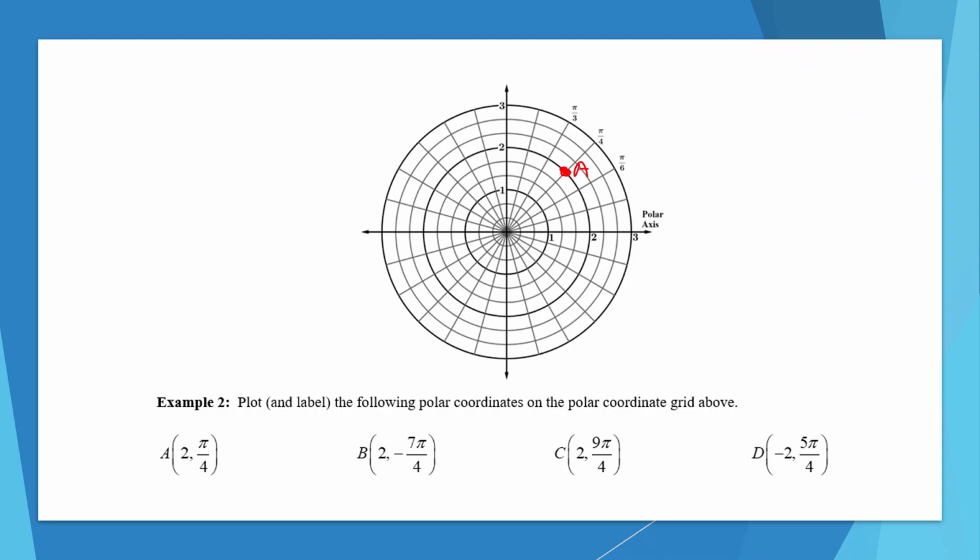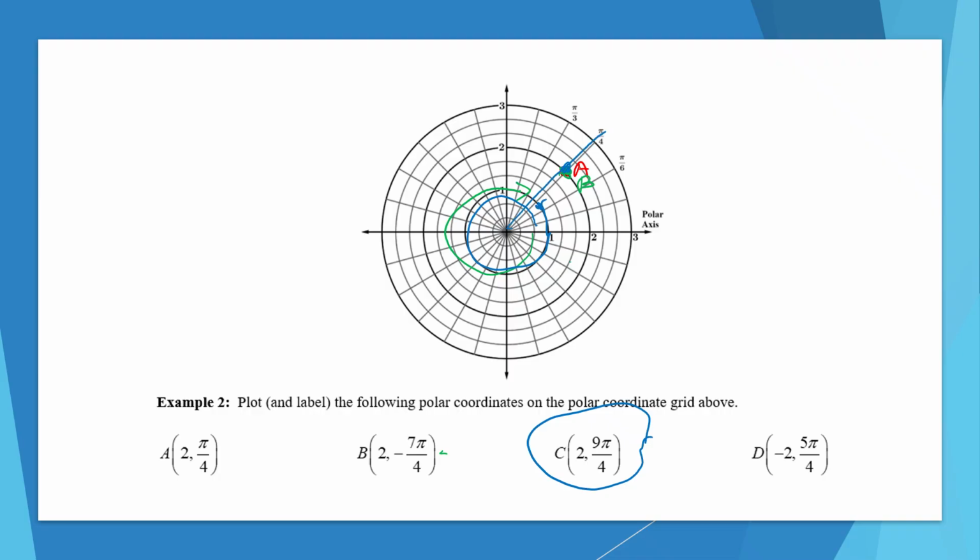Let's do B in green now. So we have negative 7 pi over 4. So that's going way over 7 pi over 4, and then we have positive 2. That's actually going to be at the same place. If we do C now, here, we have 2 comma 9 pi over 4. So remember, 9 pi over 4 is 1 full rotation plus pi over 4.